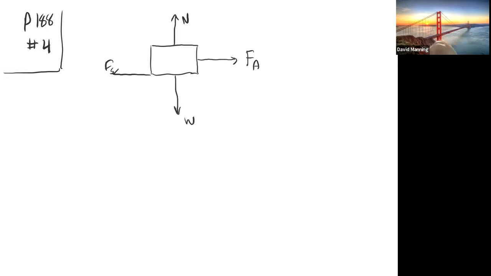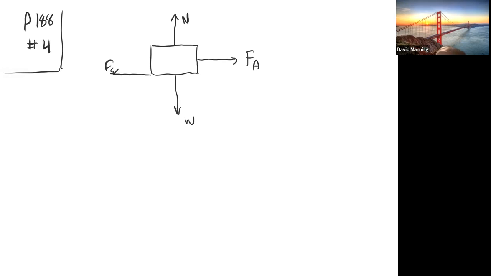So the first thing we're going to do is draw our free body diagram. Whenever we draw free body diagrams, we're always going to have 4 forces. We have the applied force. We're going to have the force of friction, and in this case, in part A, it's static friction. We have our weight and we have our normal force. Most friction problems will always have those 4 forces acting on the object.